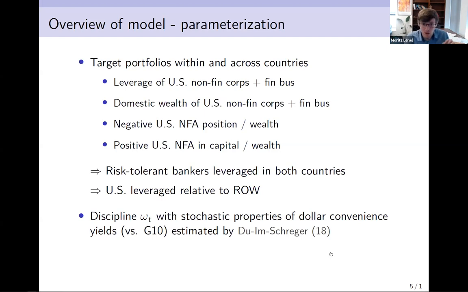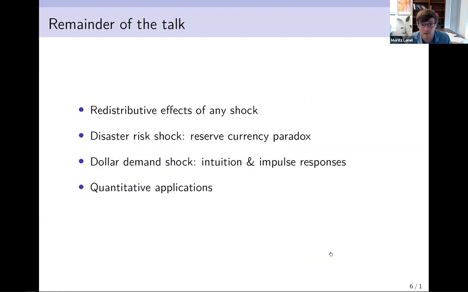This dollar demand shock, as a primitive, we still try to constrain ourselves as much as possible. So we discipline the stochastic process of that dollar demand shock using the dollar convenience yield as estimated by Du, Im and Schreger. And that is going to be fed into the model. And then we're using global nonlinear solution techniques, which allows us to solve this model quantitatively and jointly speak about asset prices and quantities in this setting.